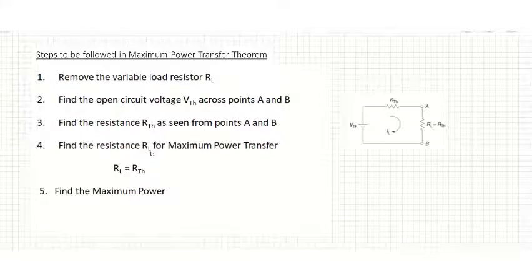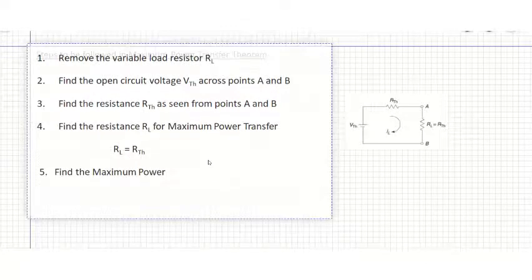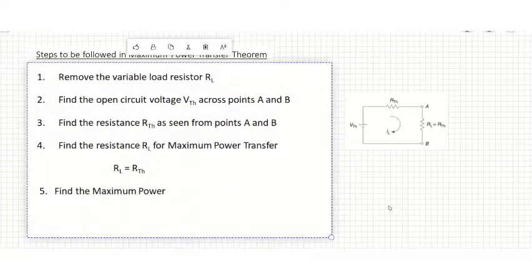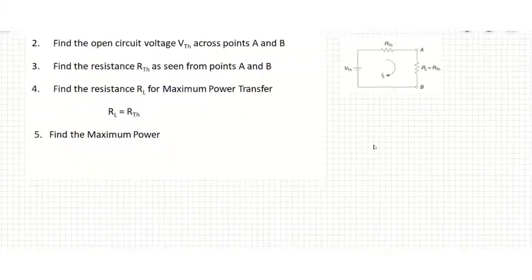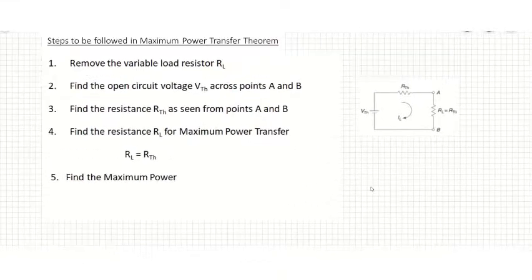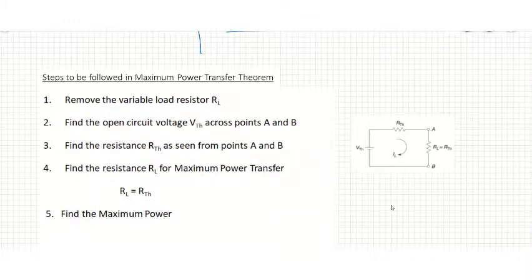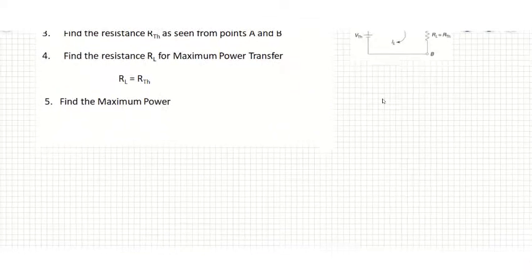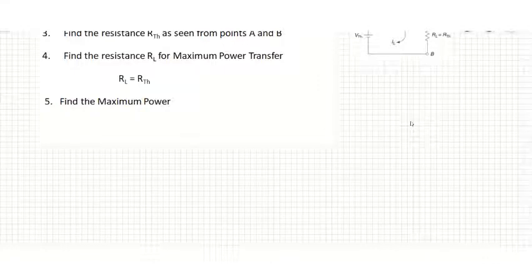Then find the resistance RL for maximum power transfer. Now to get maximum power transfer, RL should be equal to RTH. That we have already derived. RTH is the Rs in the previous circuit. Fifth one is find the maximum power.